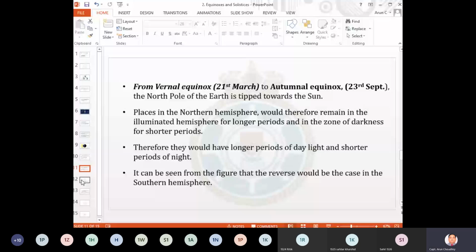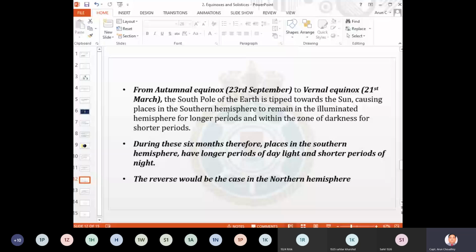And from 23rd September to 21st March, it is the opposite. That means in the northern part, we have more duration of darkness than light, whereas in the southern hemisphere, they will have more daylight time and less night time or darkness period. You cannot call it day or night, but it is the period of darkness or the period of light.